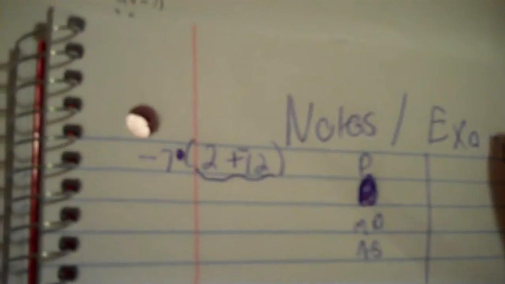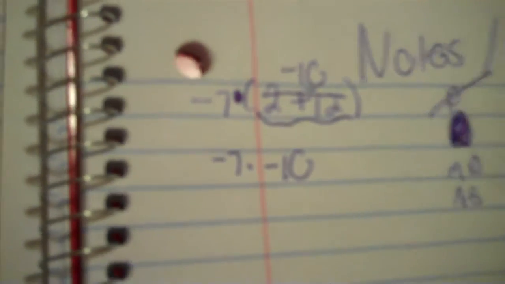So if I take my number line, if I'm at 2, and I'm adding -12, I go 12 units to the left, okay? Oh, sorry, 2 and 12. 1, 2, 3, 4, 5, 6, 7, 8, 9, 10, 11, 12. So it takes me to -10. So I have -7 times -10, and the parentheses is now gone.